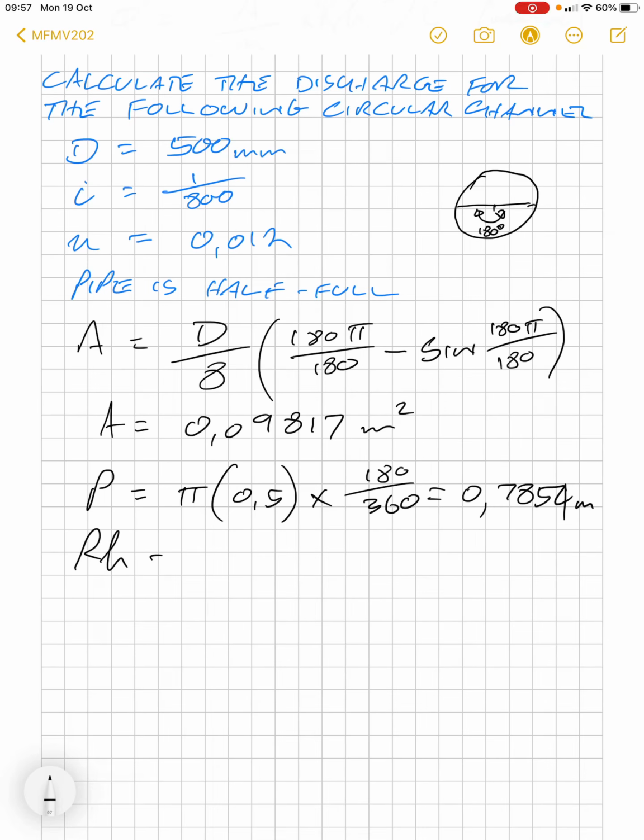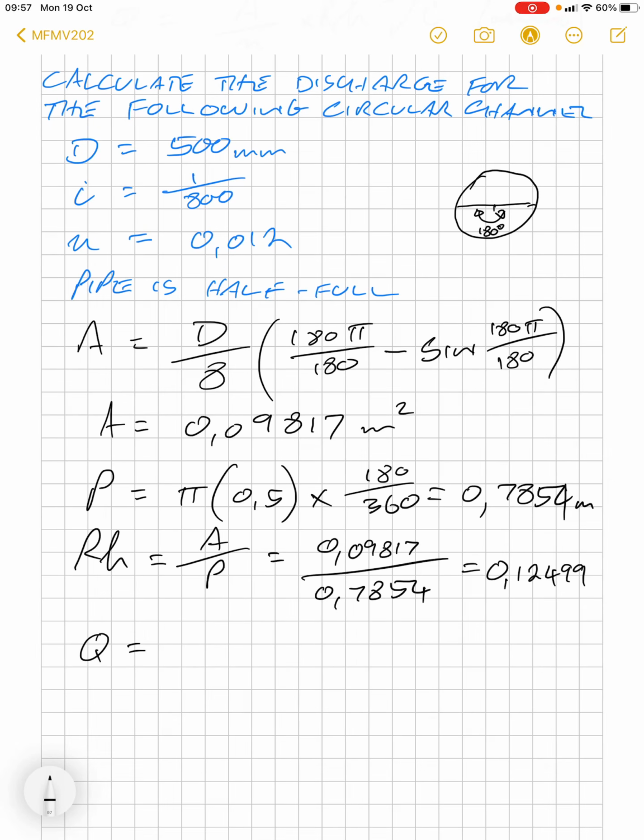Our mean hydraulic radius is area over perimeter. And we've worked out both. So we have 0,09817 divided by 0,7854, giving us a value of 0,12499.